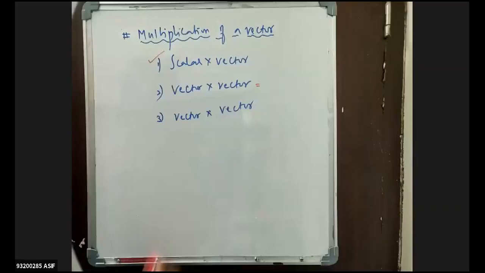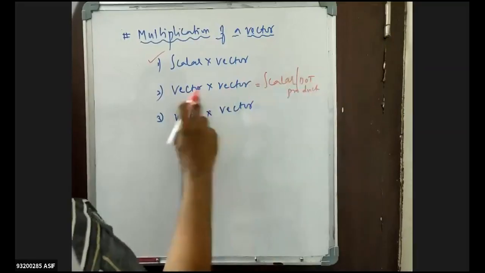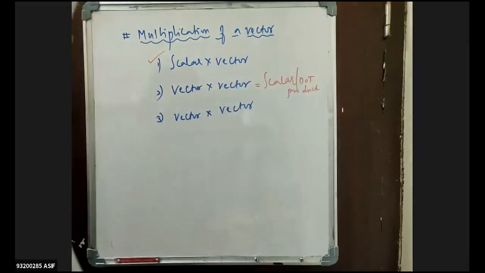Now, second one is when a vector is multiplied with a vector. When a vector is multiplied with a vector, we get a scalar, which is known as a scalar product or also known as a dot product. So when a vector and a vector are multiplied and the result is a number. Scalar means what?